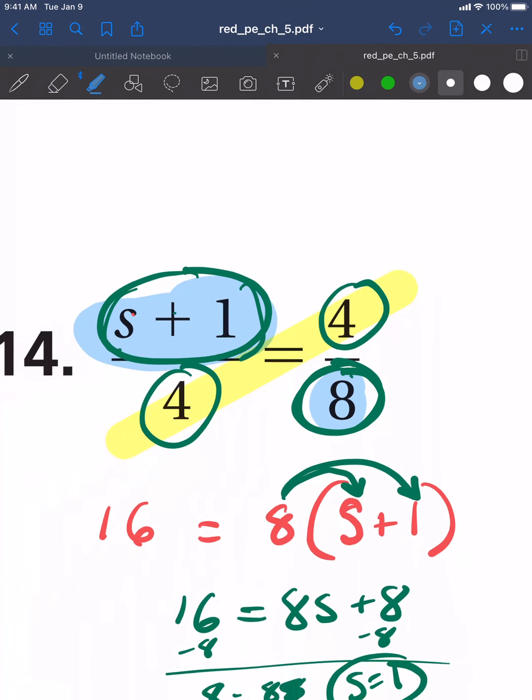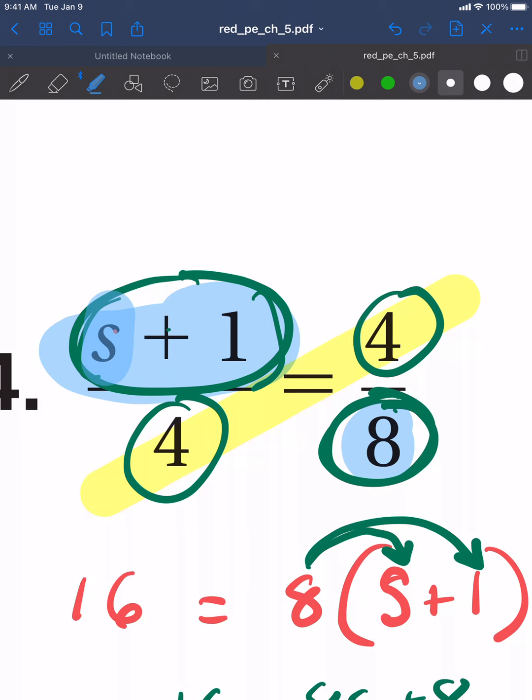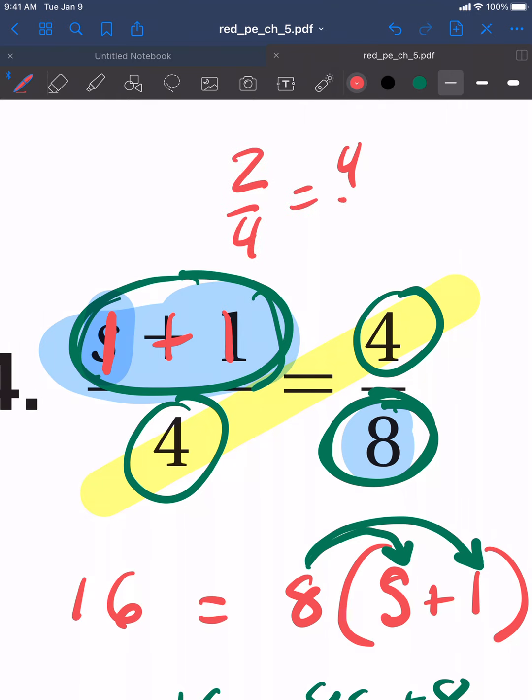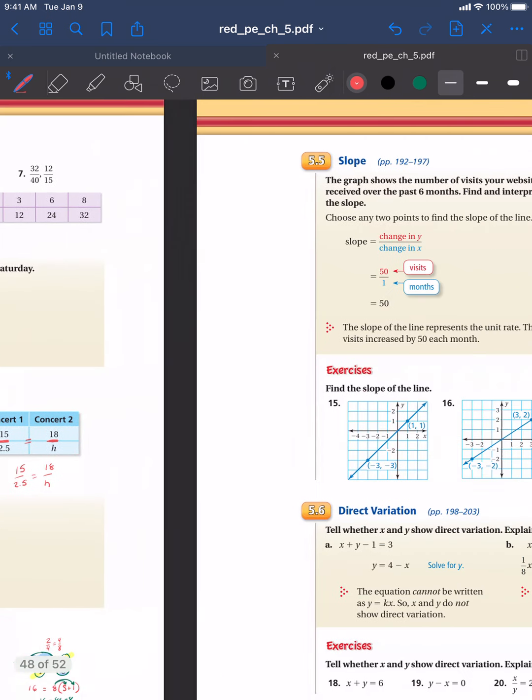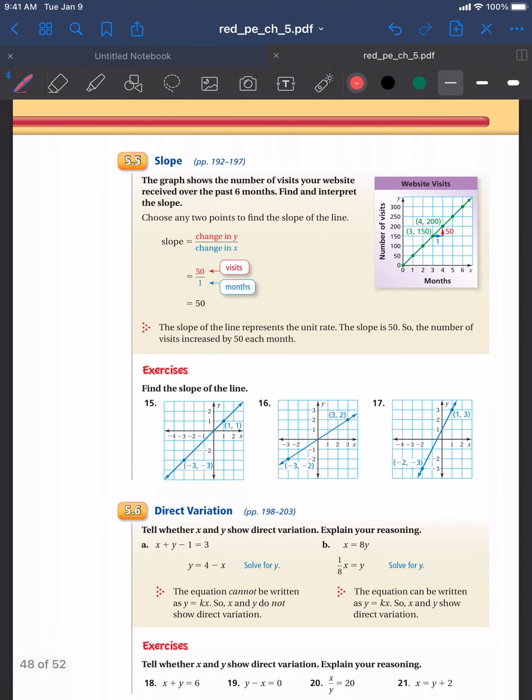Can I plug it back in to check? If I plugged a 1 in right here, whoops, I need a marker, not a highlighter. If I put a 1 right here, what's 1 plus 1? 2. What is 2 fourths and 4 eighths? Are those the exact same fraction, just one's reduced? Yeah. Perfect. 1/2, 1/2. That's smart. That's awesome. How do you guys feel about 5.4 cross multiplication? Awesome. Feeling okay? Okay, then go ahead and write me 5.5 slope.